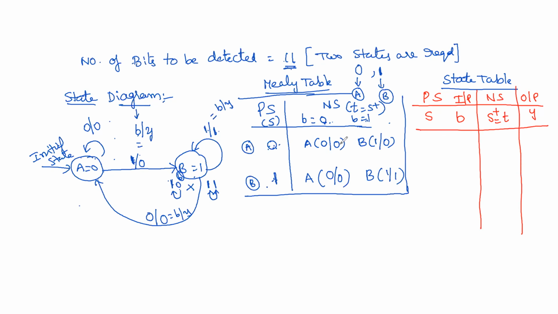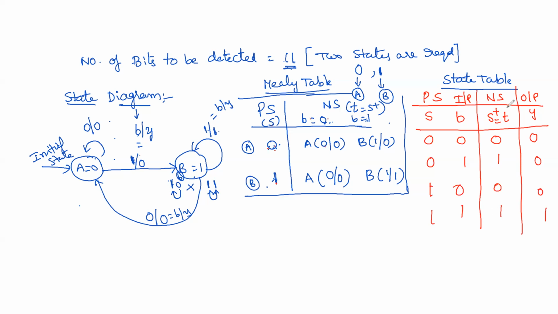So SB means S and B. S is 0 initially, B is 0. S0, B equal to 1. Similarly, S1, B0, combinations 1, 0. Similarly, 1, 1. Now, 0, 0 means what is the next state value? Numerator 0. Output denominator is 0. Similarly, next one, this is 1, 0. Next 0, 0. Next 1, 1. This is the state table.